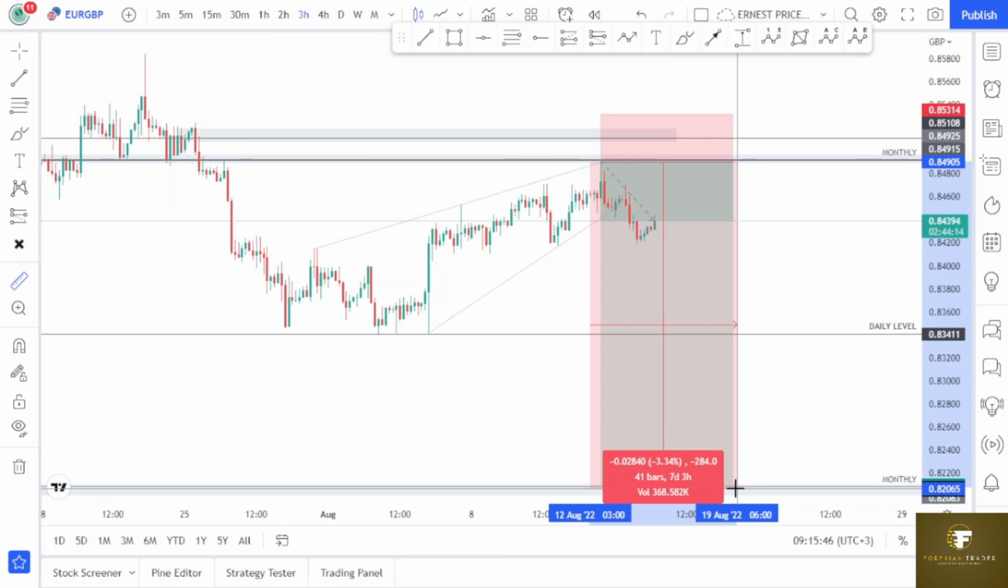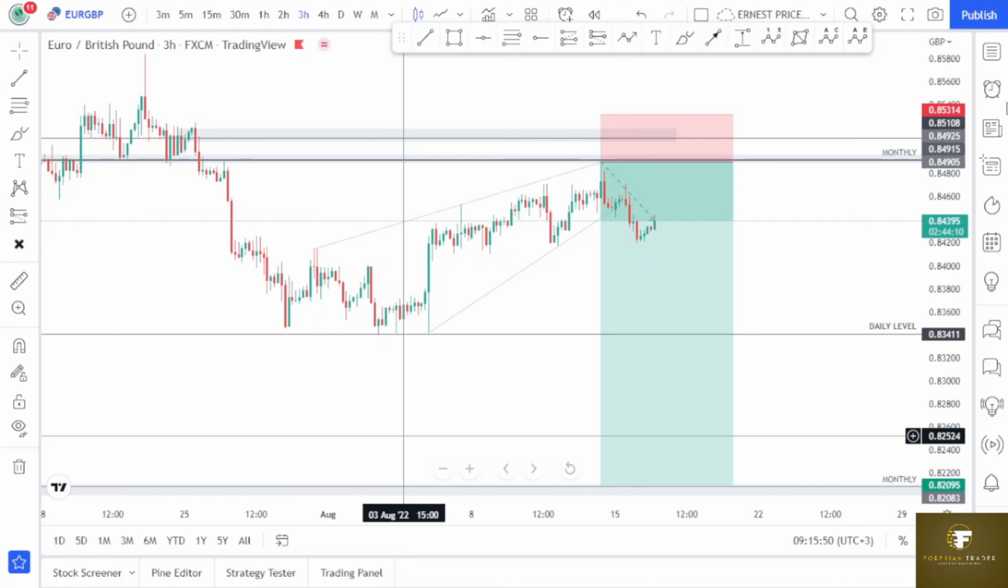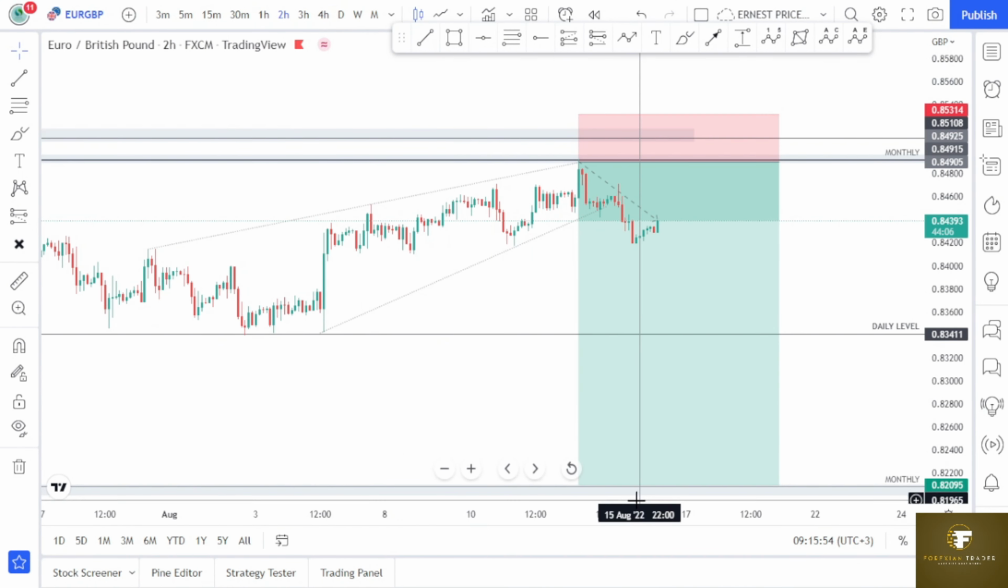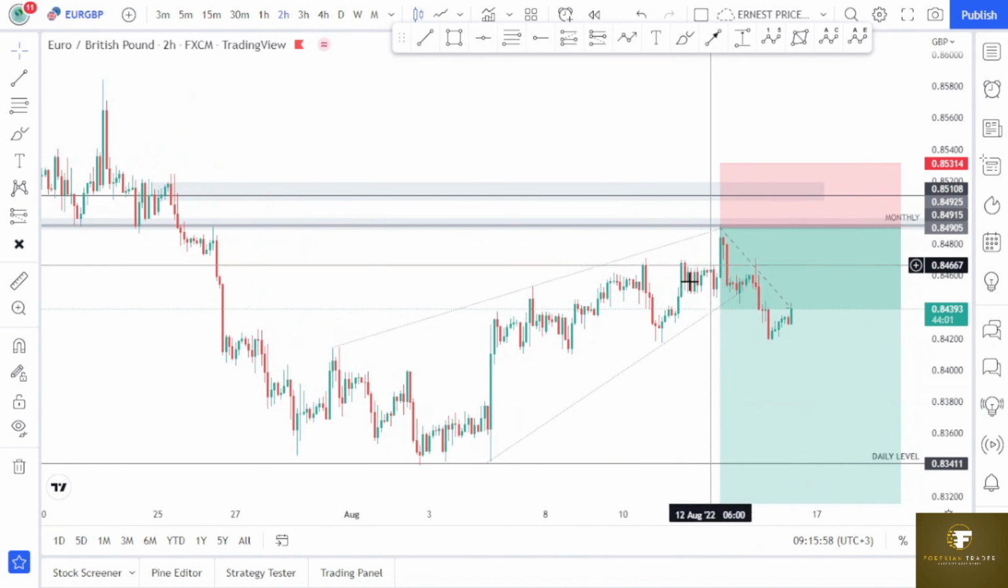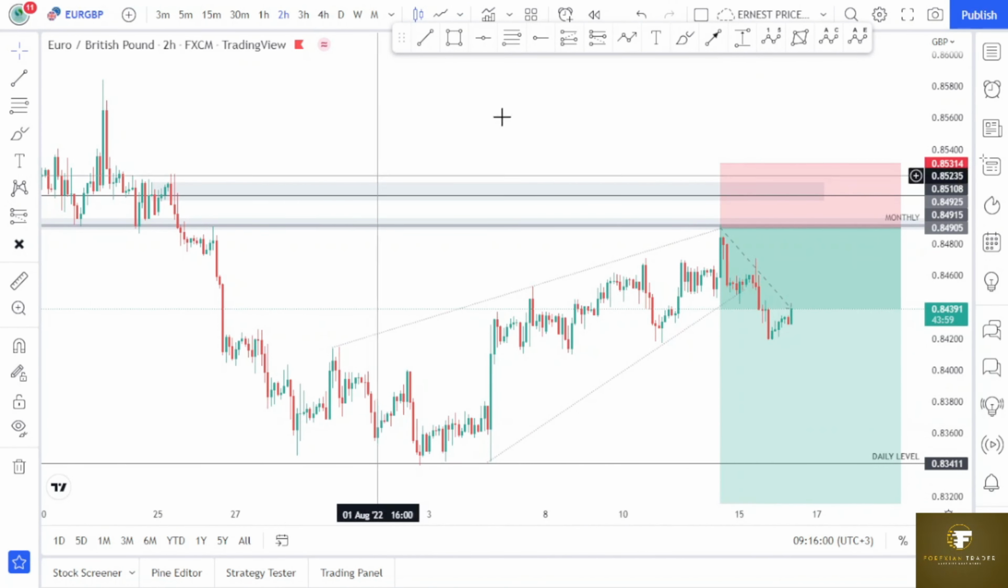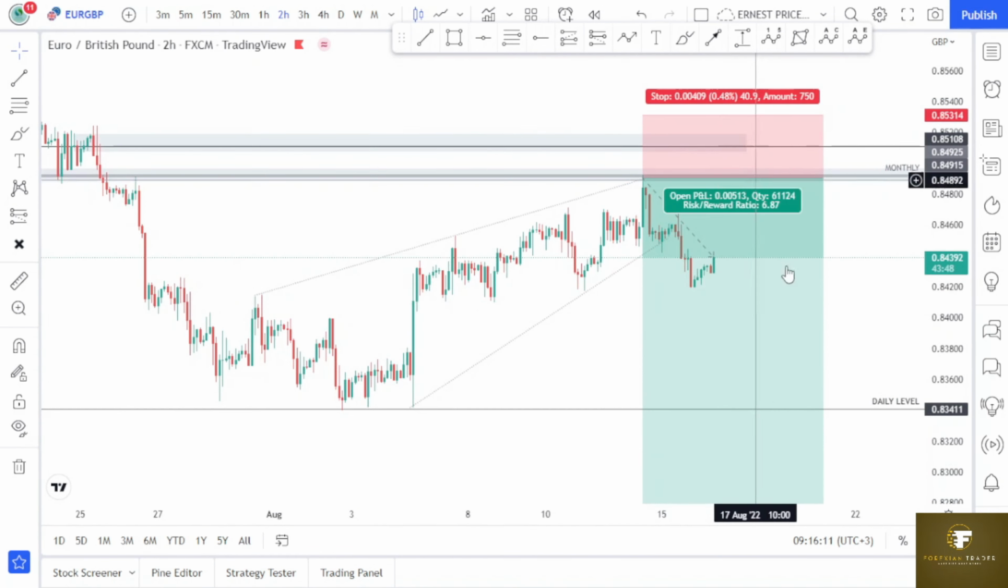So I hope everyone pays attention to it. I'm going to break down this trade setup, all the way from the monthly going down to the 1 hour where I actually took the entry. So let's get started.